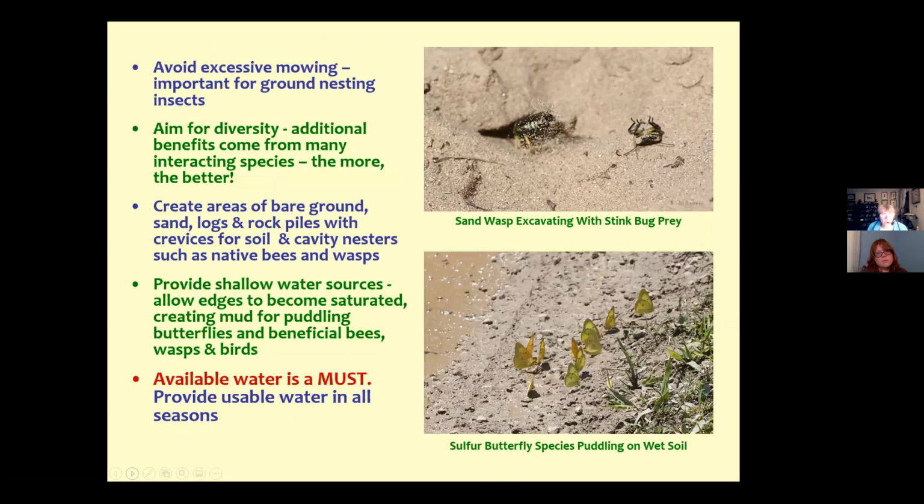Avoid excessive mowing. Get rid of as much grass as you can, or just leave those for pathways, because our insects need the dirt, they need the sand, they need bare ground, they need a lot of things that we don't provide if we have a yard full of grass. You want to aim for diversity. Additional benefits come from many interacting species.